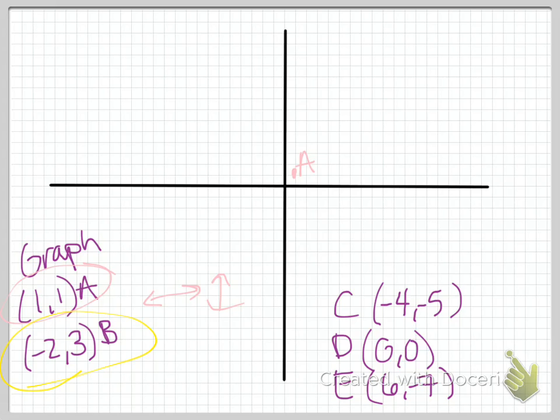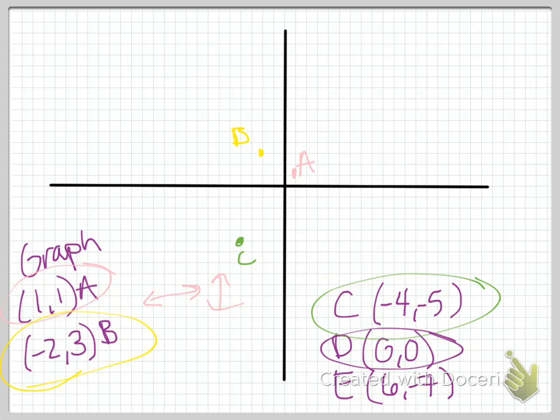B, I got to go left 2 and then up 3. Okay, because left is negative, right is positive, up is positive, down is negative. So negative 2, 3, there's my B. C is negative 4, 5, so I have to go left 4, 1, 2, 3, 4, down 5, 1, 2, 3, 4, 5. There's C.